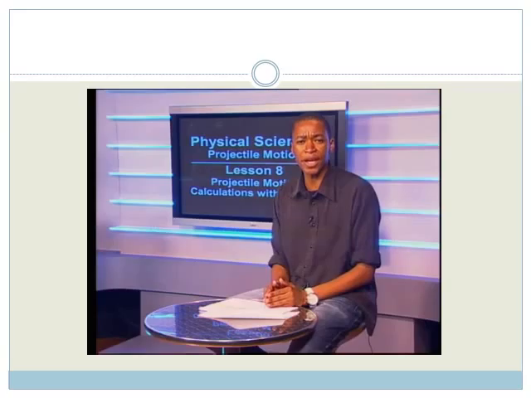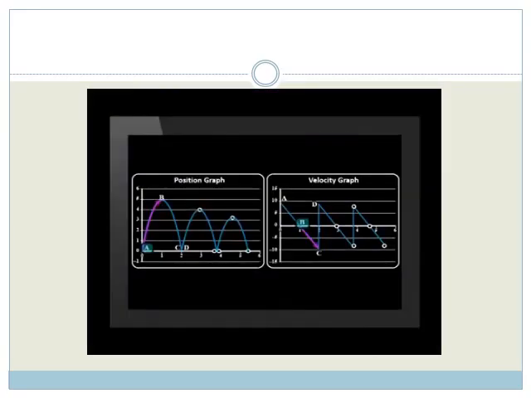Let's start at the beginning of each graph and describe the motion bit by bit. The ball leaves the ground at the velocity of 10 meters per second upward. It moves upward at a decreasing velocity. The ball reaches zero velocity and maximum height, which is approximately 5 meters after 1 second. The ball then moves downward. Its velocity increases as time passes to a maximum velocity of 10 meters per second downward after another second.